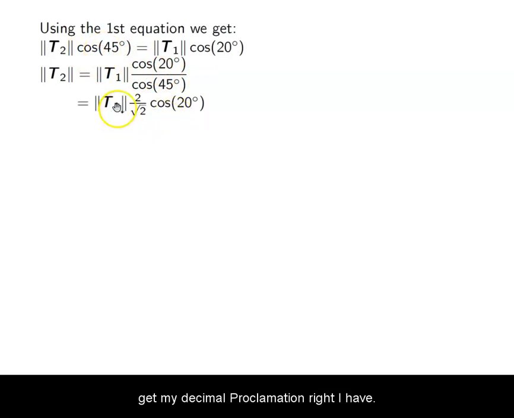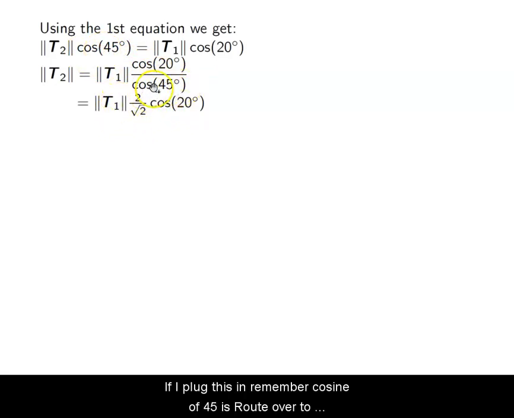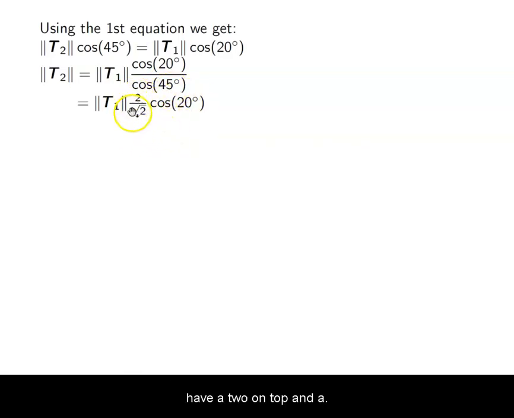So I have, if I plug this in, remember cosine of 45 is root 2 over 2. If I want to think about it as a scalar, I'm going to multiply by the reciprocal, right? It's going to flip over. So that's why you have a 2 on top and a root 2 on bottom.